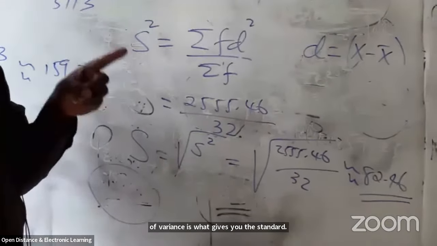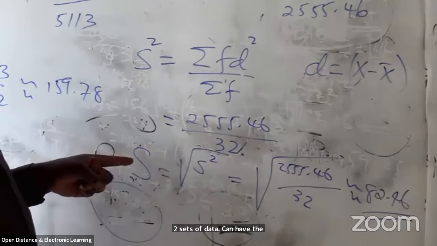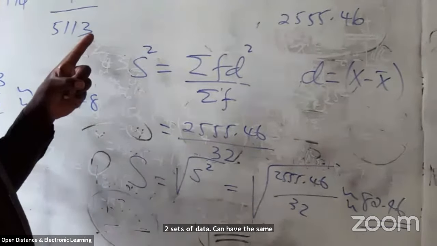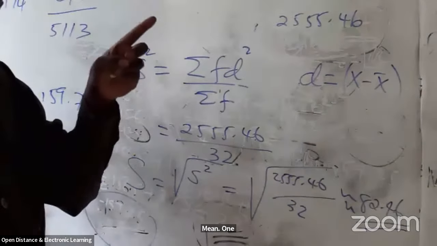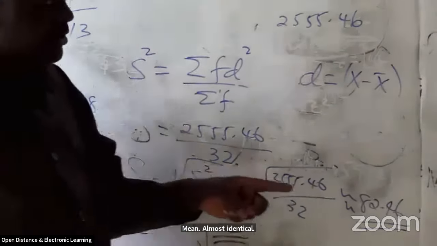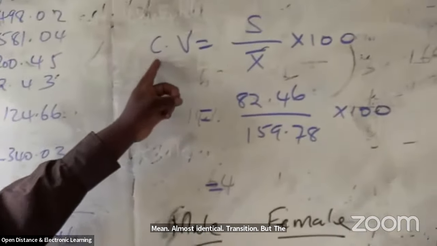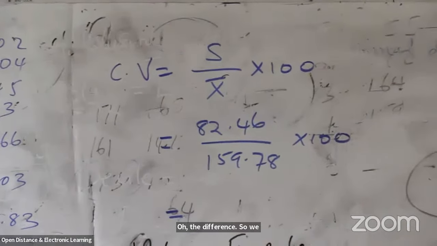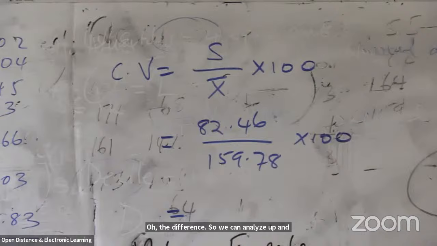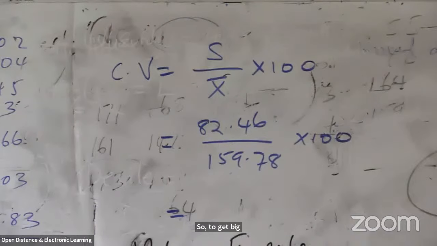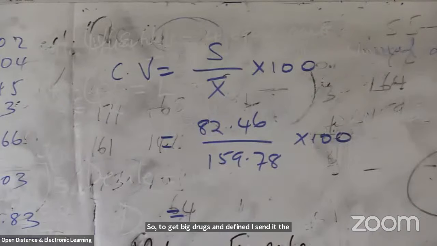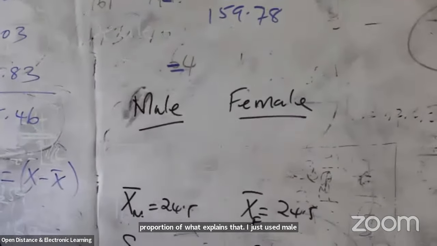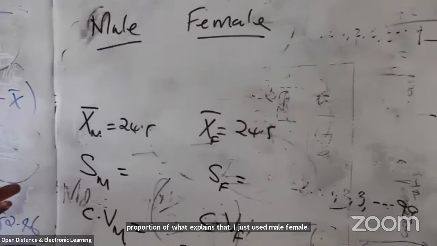Two sets of data can have the same mean and almost identical standard deviation, but the coefficient of variation gives the difference. So we can analyze up to and including the coefficient of variation to get the exact and defined percentage proportion of what explains that variation. I just used male, female. This can be businesses. This can be any other variable that we are talking about.